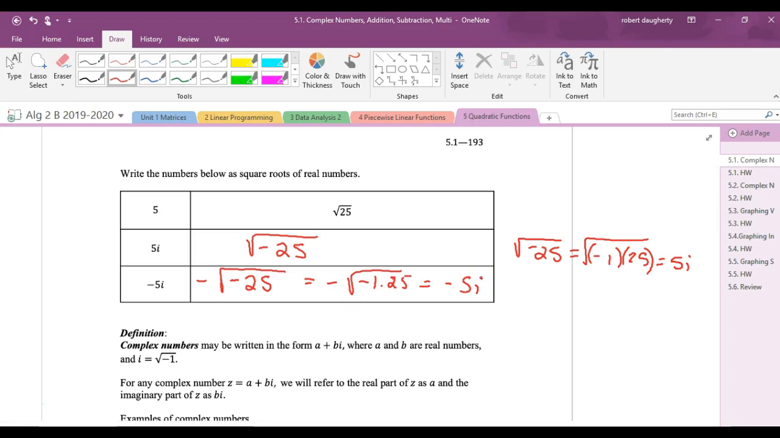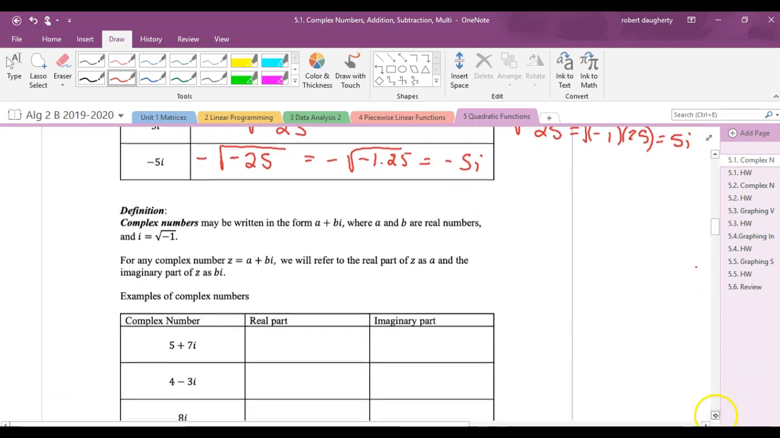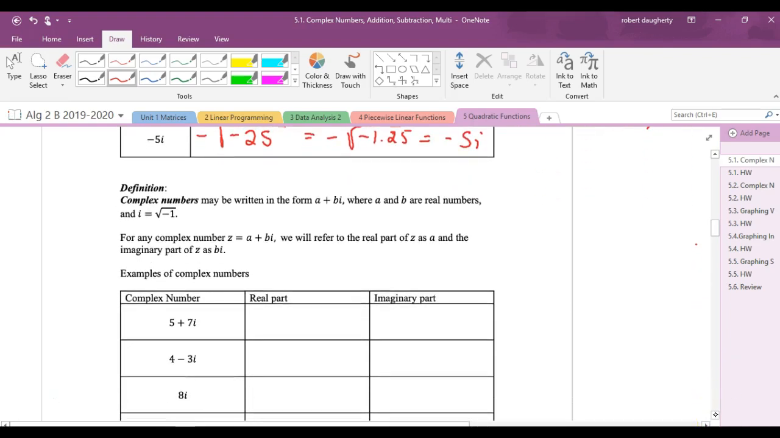So your head will spin a little bit on some of these things. You just got to be comfortable working the algebra. i is a number, but we deal with it algebraically just like we would a variable x. So a complex number is a number that can be written in this form, a plus bi, where a and b are real numbers. And i, by definition, is always the square root of -1. So if we have a complex number z equal to a plus bi, we're going to say that a is the real part, and the imaginary part is bi.